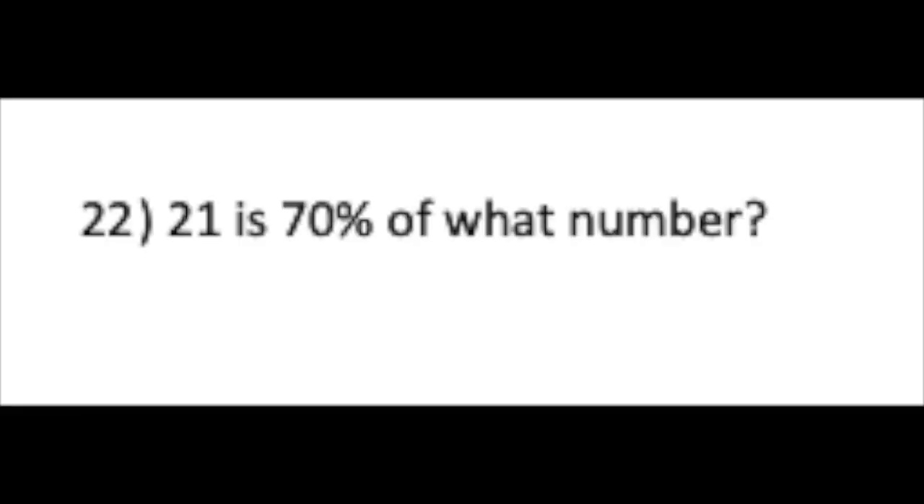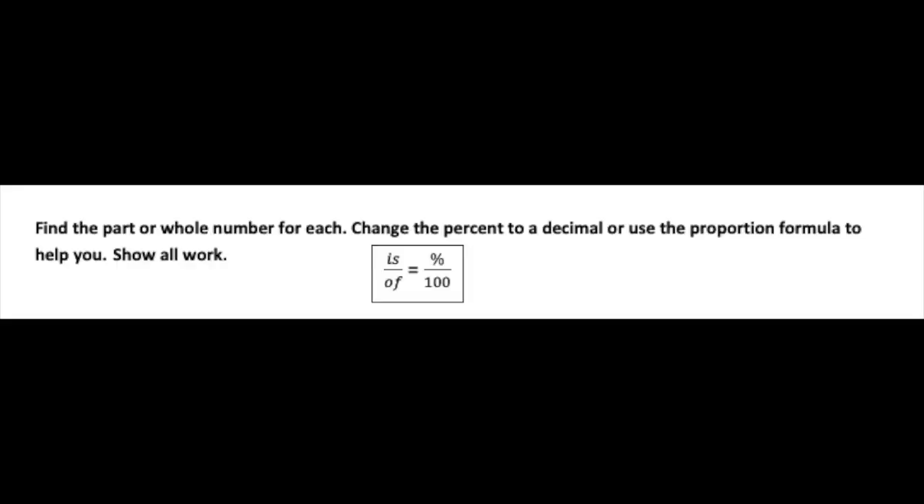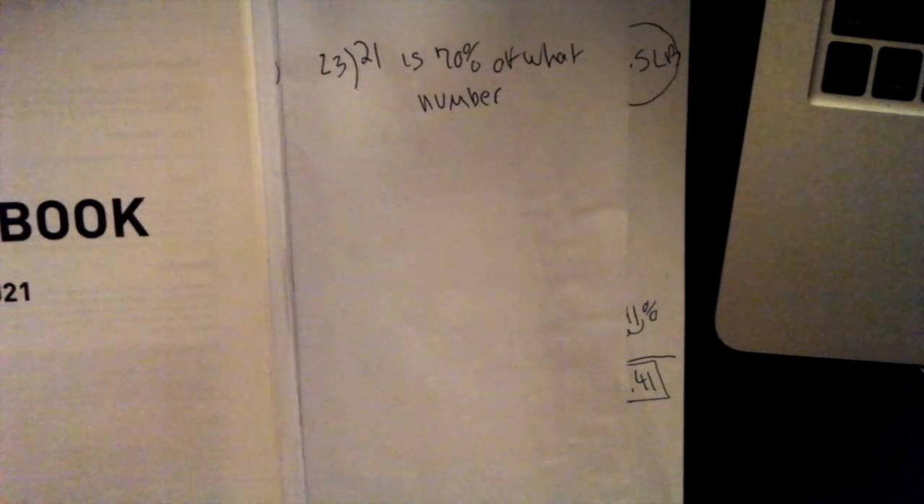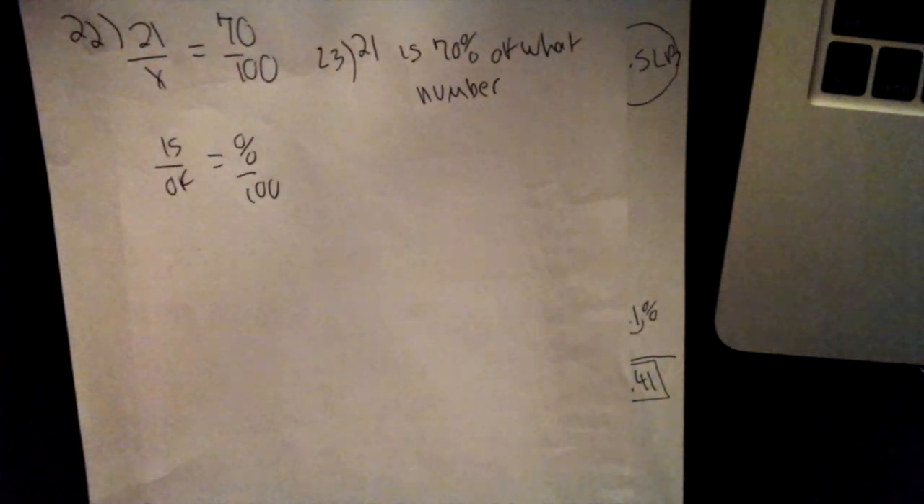22. 21 is 70% of what number? So we'll continue to use is over of equals percent over 100. So 21 is the is, and 70 is the percent. And we're looking for the of. So our proportion looks like this.